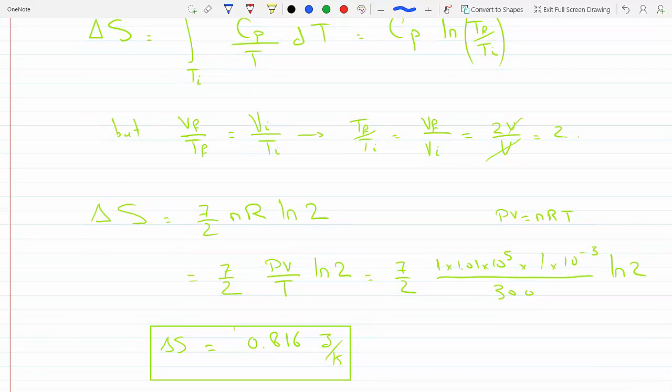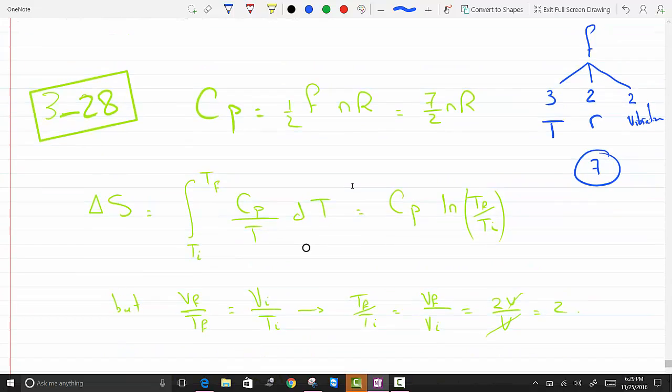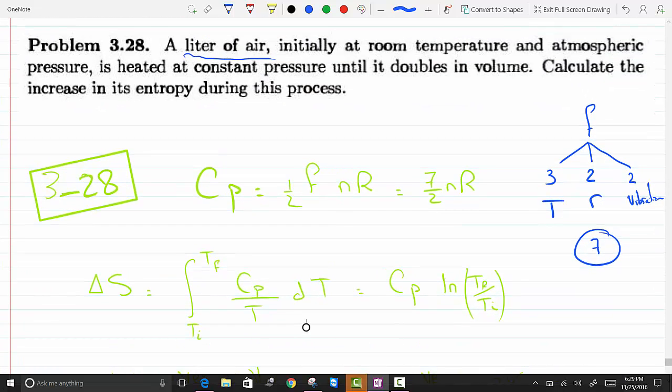Again, this conforms to the second law of thermodynamics, where for spontaneous processes the entropy always has to increase. That's the essence of the second law of thermodynamics, and this result only testifies to that. That concludes the problem.